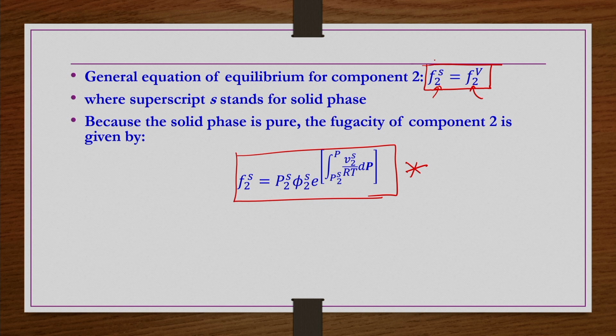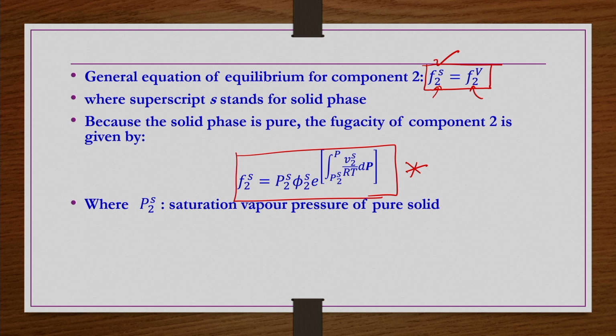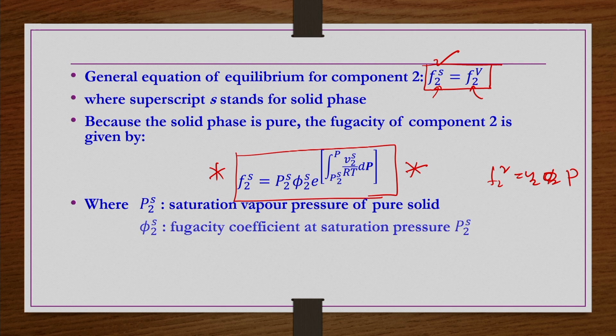So, one is known. The second one is F2V, which is nothing but Y2 phi 2P, as I already mentioned. In this expression, P2S is the saturation vapor pressure of the pure solid, phi 2S is the fugacity coefficient at saturation pressure P2S, and V2S is the solid molar volume.